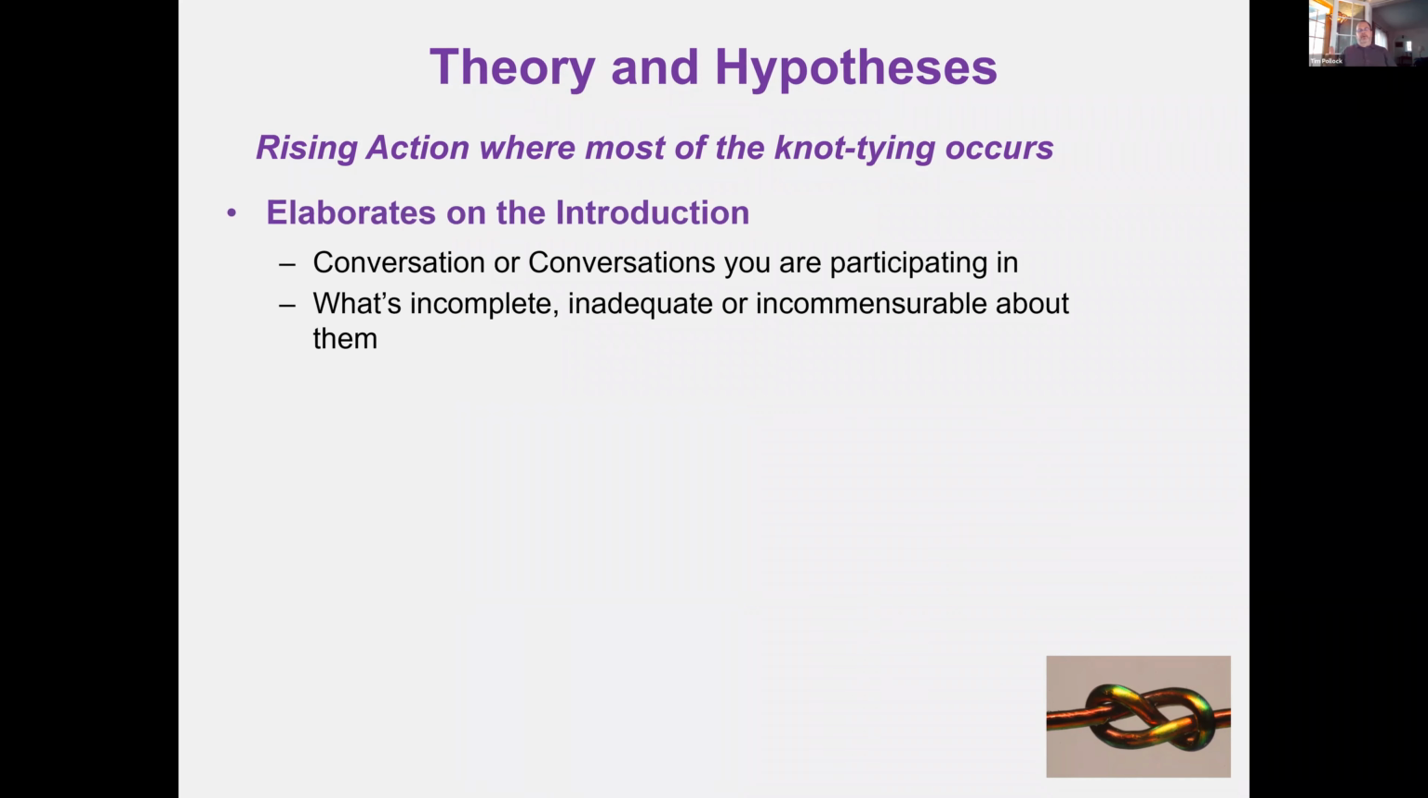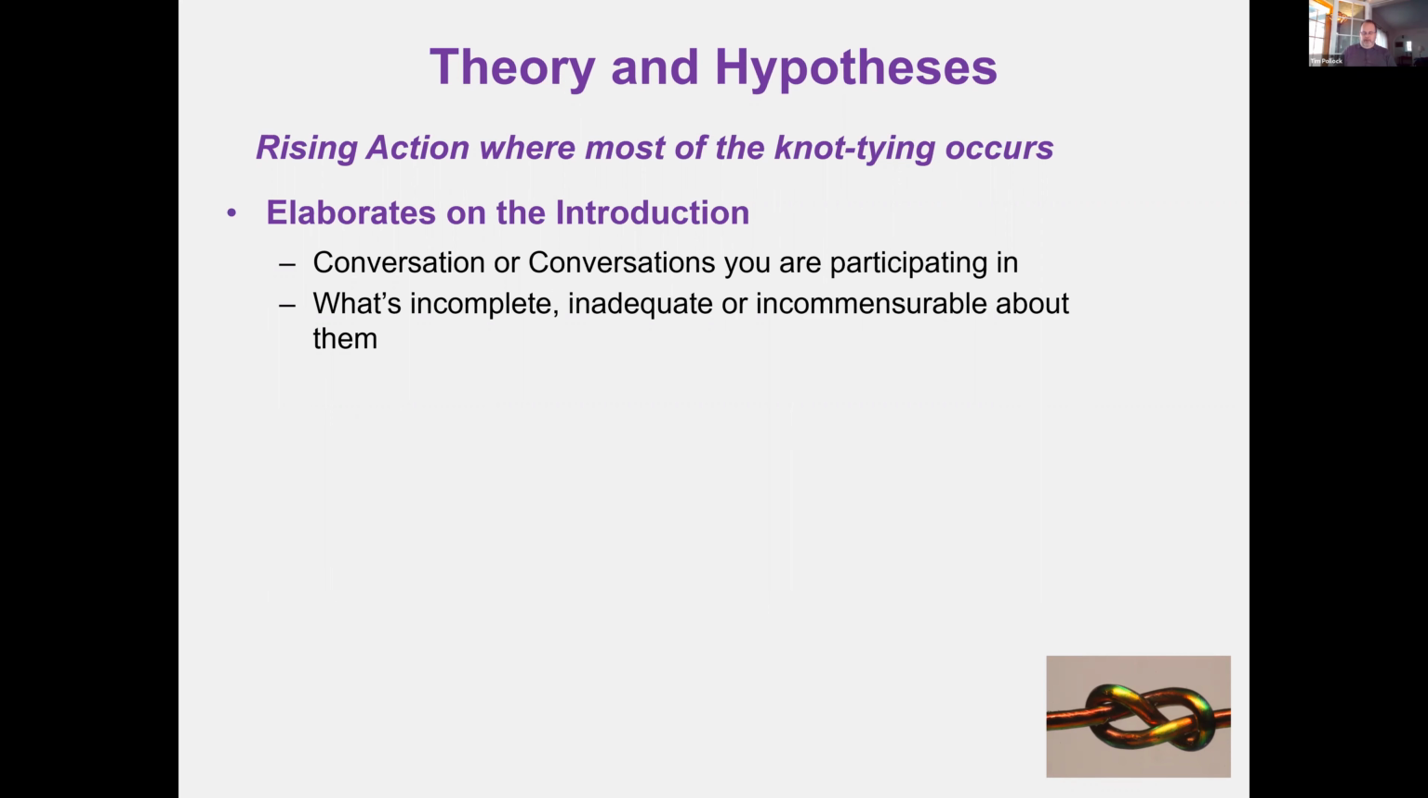A good theory and hypotheses section elaborates on the introduction. Your introduction is kind of a microcosm of your whole paper, particularly this section and the discussion section. In your introduction, you touched on what the conversation or conversations are that you're participating in. In this section, you elaborate on that a bit more. So we think about the lit review: here's what we're talking about, what we know, what we don't know, and why it's important. And this also follows on the problematization approach that you would employ.